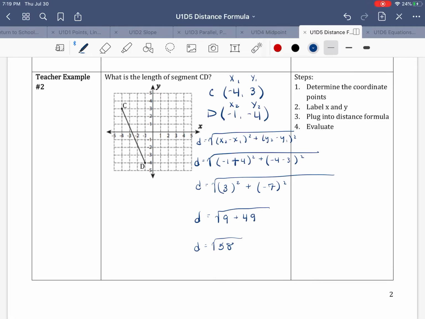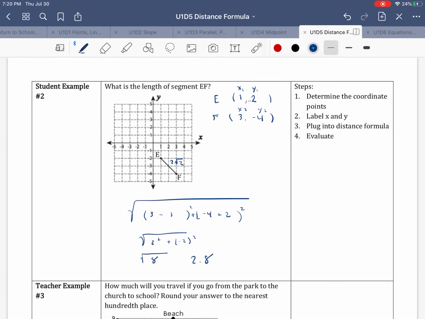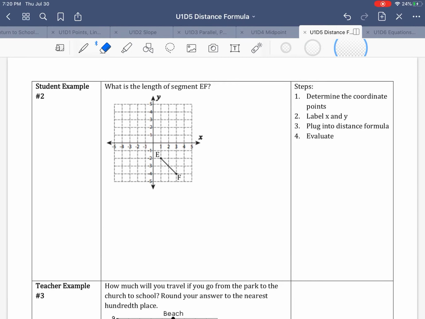And if we approximate that, we end up with 7.6. So we know that the distance is approximately 7.6. So try this example on your own.